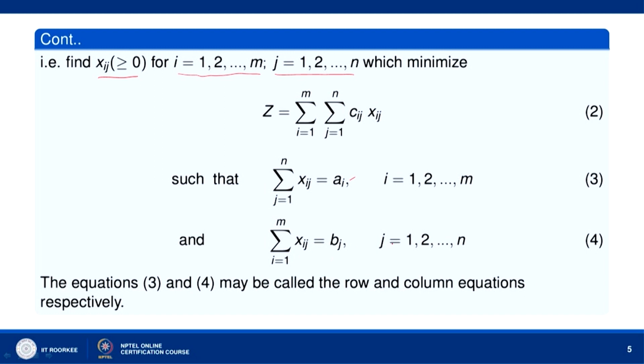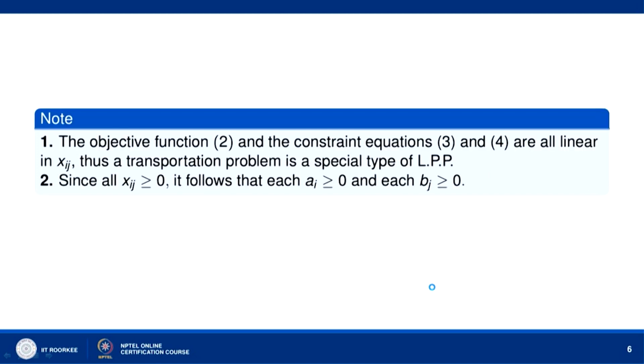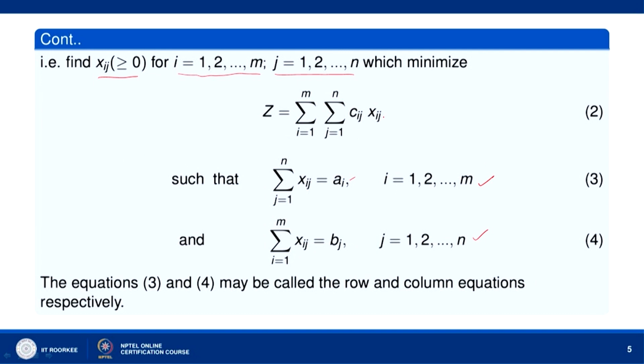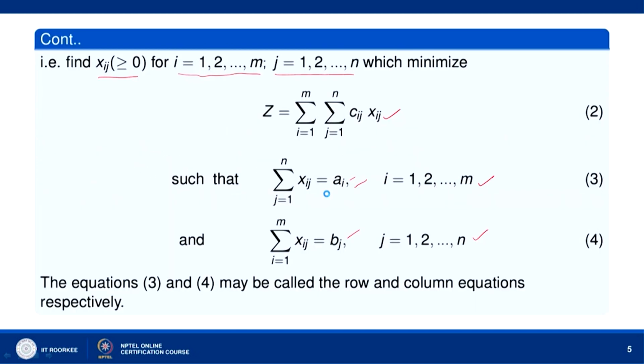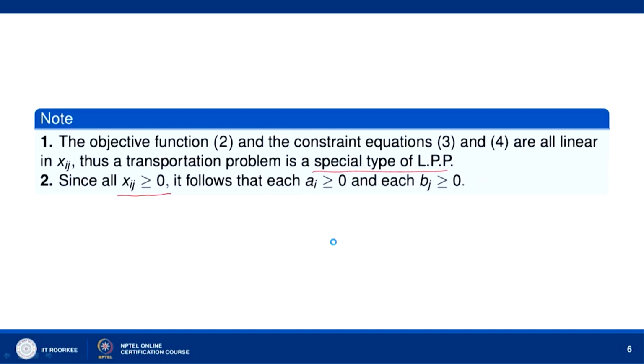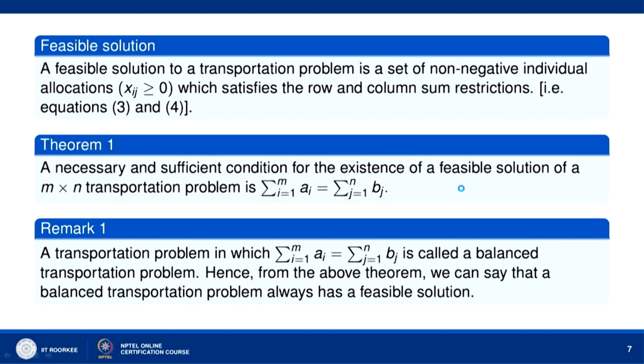Now, equations 3 and 4 are called the row and column equations respectively. The objective function 2 and the constraint equations 3 and 4 are all linear in x_ij. You can see here that they are all linear in x_ij. So, it is a linear programming problem, a special type of linear programming problem, and all x_ij's are greater than or equal to 0, A_i is greater than or equal to 0 and B_j is greater than or equal to 0 for every i and j. So, each A_i is greater than or equal to 0, each B_j is greater than or equal to 0.